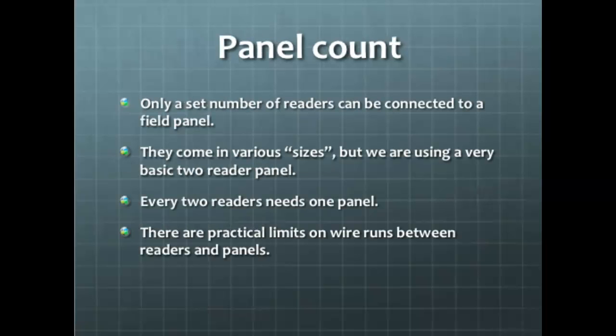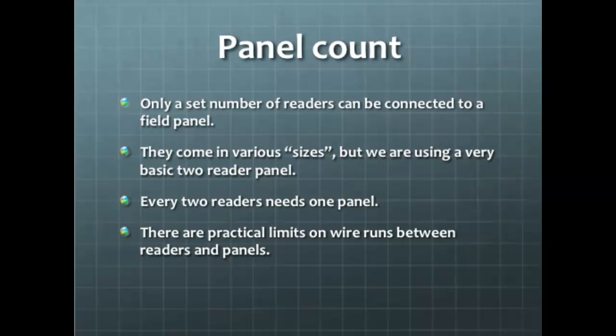So, there can only be a certain number of doors hooked to each field panel. And in our scenario, it's 2 readers hooked to a panel. So if you have a door that has readers in and out, that will require its own panel. If you have a door that just has a reader in and they have another door later on that we might add that has a reader in, you can connect those 2 doors, even though they may be 50, 60, 70, 100 feet away from each other. You can connect those to a single panel.